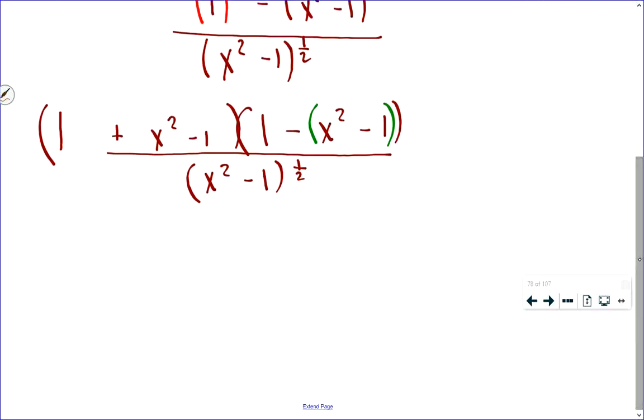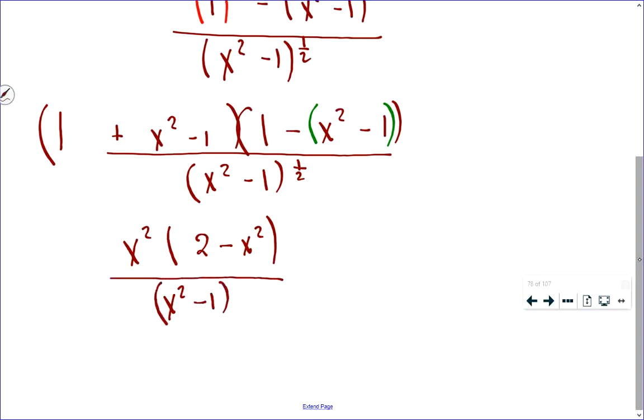What I get here is x squared, 1 minus 1 is 0, and here I get 2 plus x squared. Nope. 2 minus x squared. 1 minus negative 1 is 2, and then we have minus x squared. So we're done. Are we okay with that?